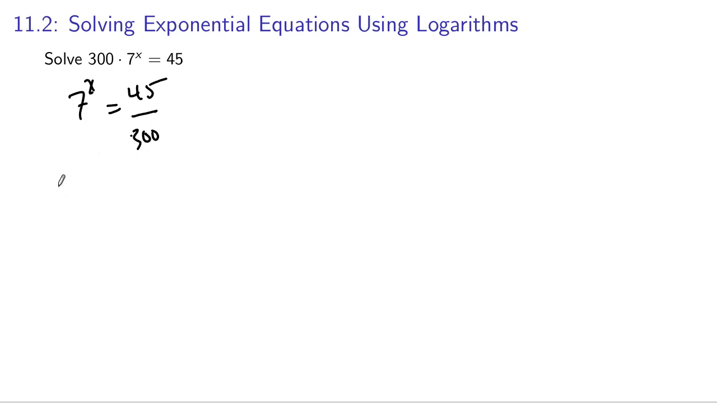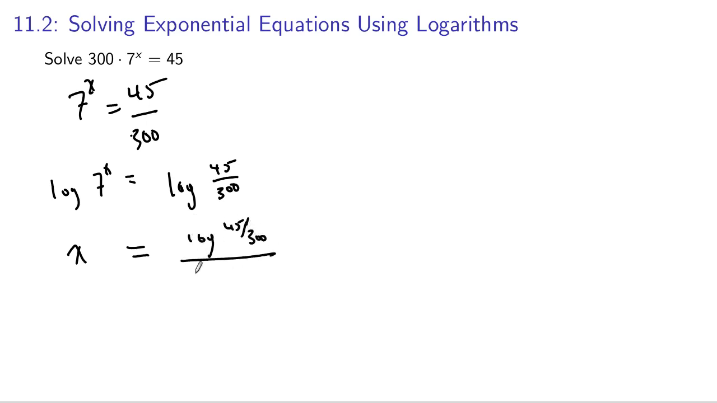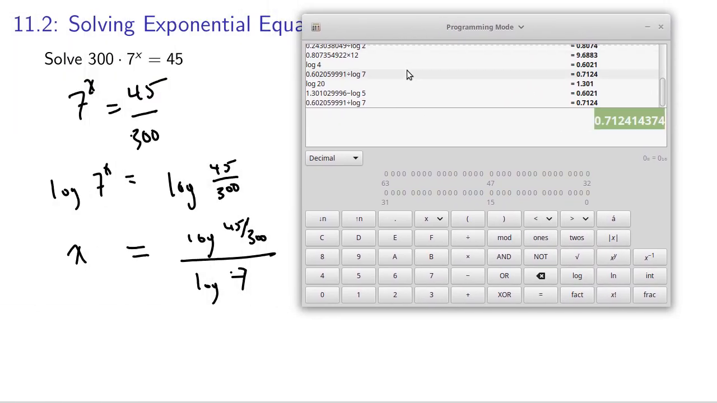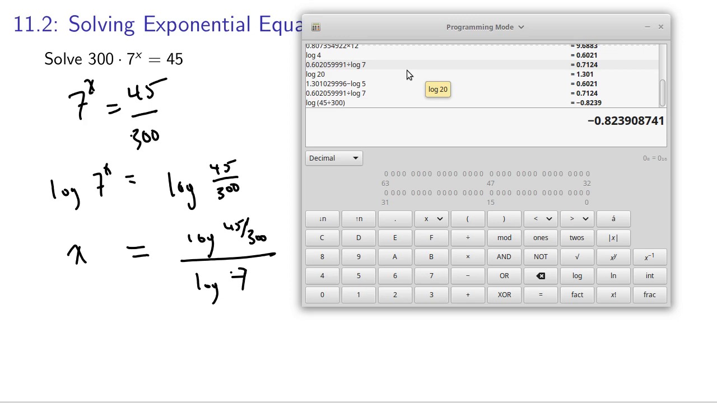So we have log 7 to the x is log of 45 over 300. And we can pull the x in front, divide both sides by log 7. We get log 45 over 300 all over log of 7 is our answer to this equation. So we can take the log of 45 over 300. Be sure we do 45 over 300 first.